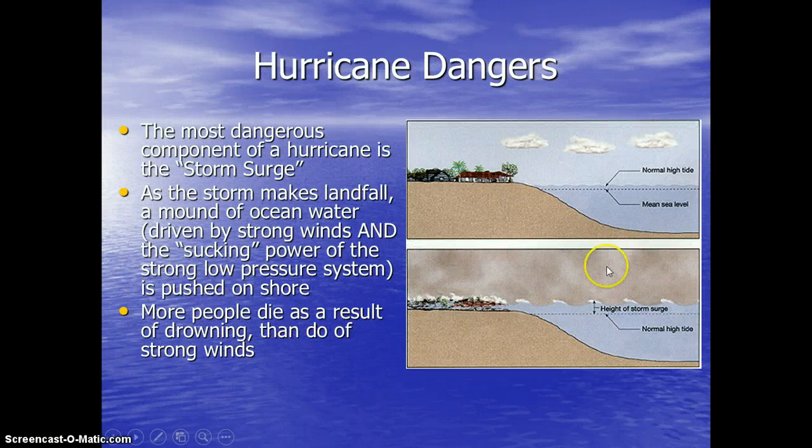And then hurricane dangers. What is a storm surge? Basically, here's a storm surge. We have the height. The low pressure kind of causes the air to rise, and the winds push that high, or causes the water to rise. Just like a tornado sucks up, so does a hurricane. The water level gets higher, and the wind pushes it up the land. This causes the most damage and the most deaths.